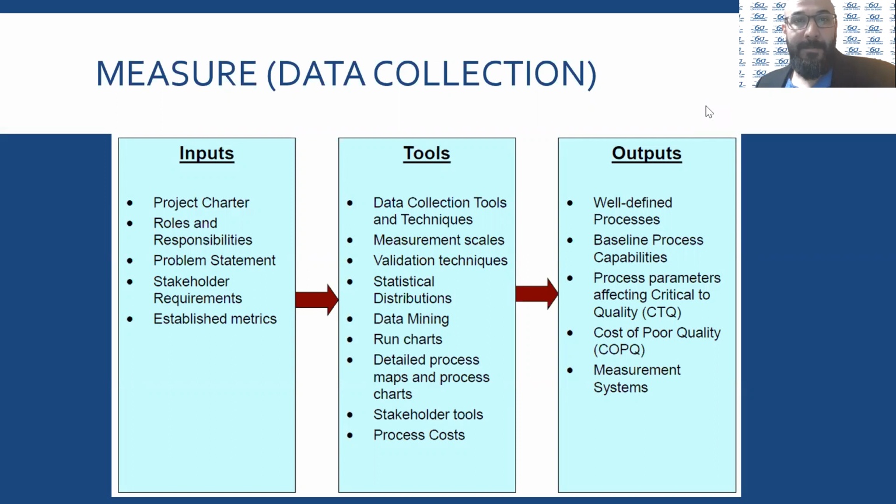Lean Six Sigma, or in particular Six Sigma. We haven't started Lean. The second phase of the Six Sigma methodology is the measure phase, where we start collecting information and data. The input for this phase comes from the output of the previous phase, the define.